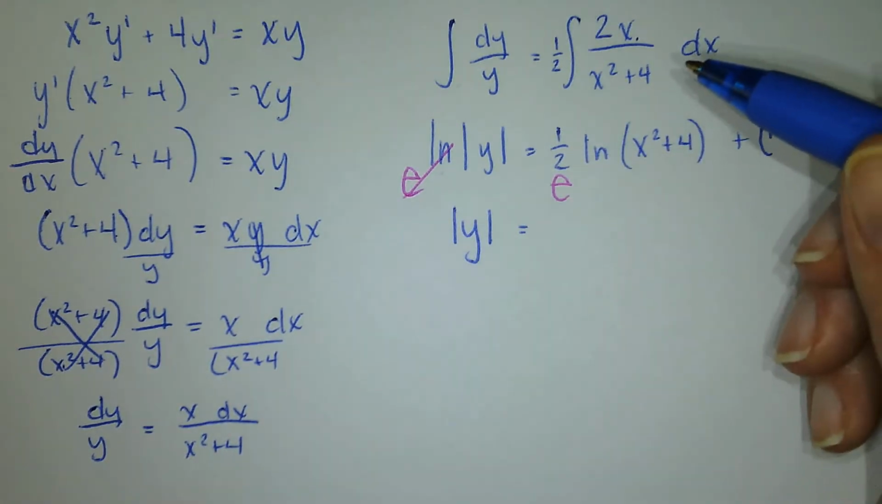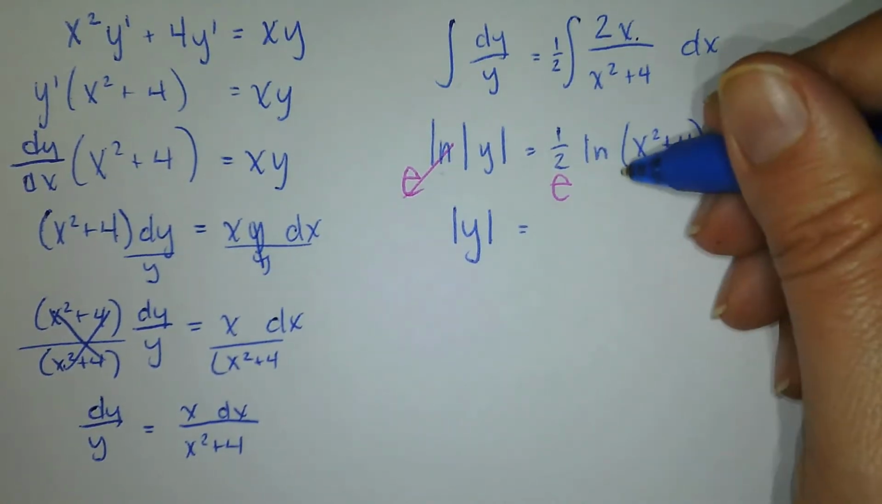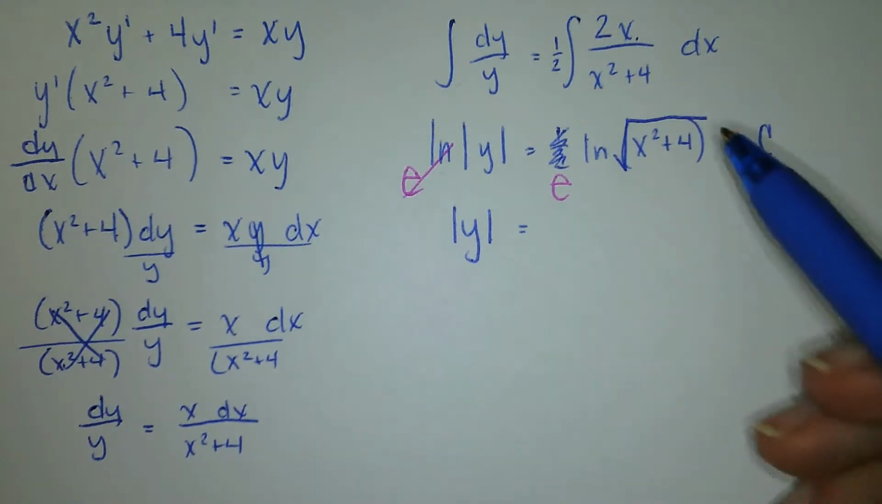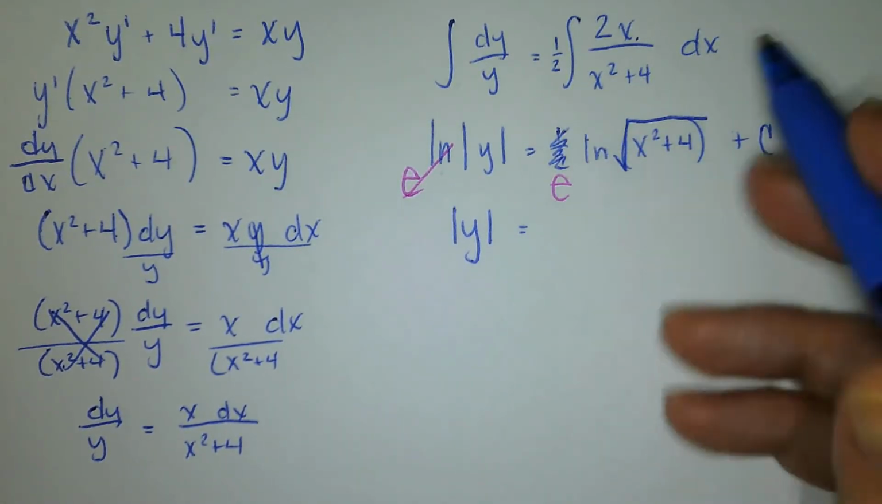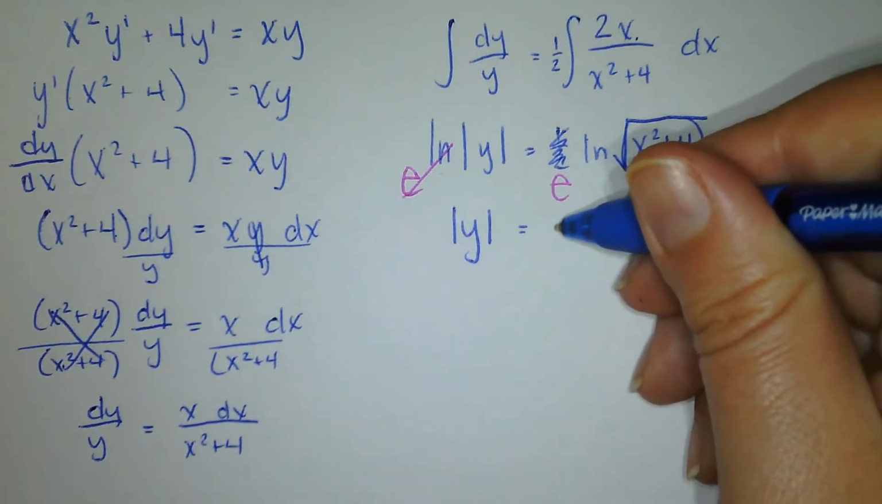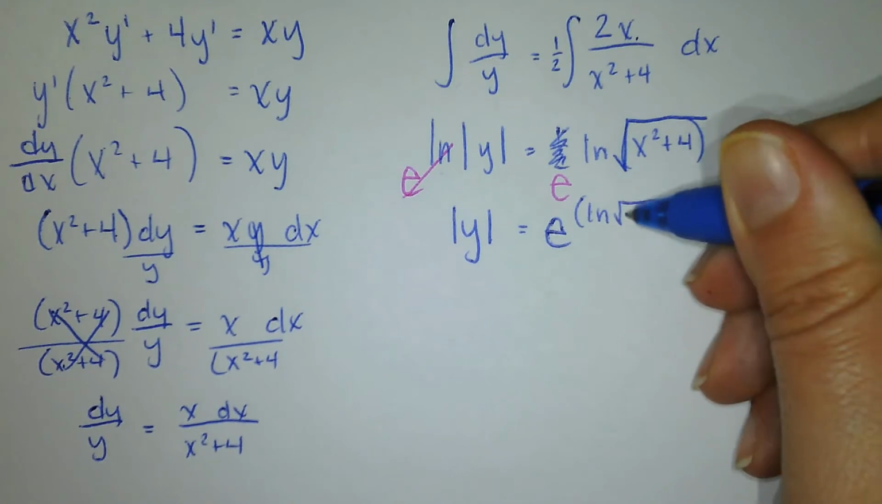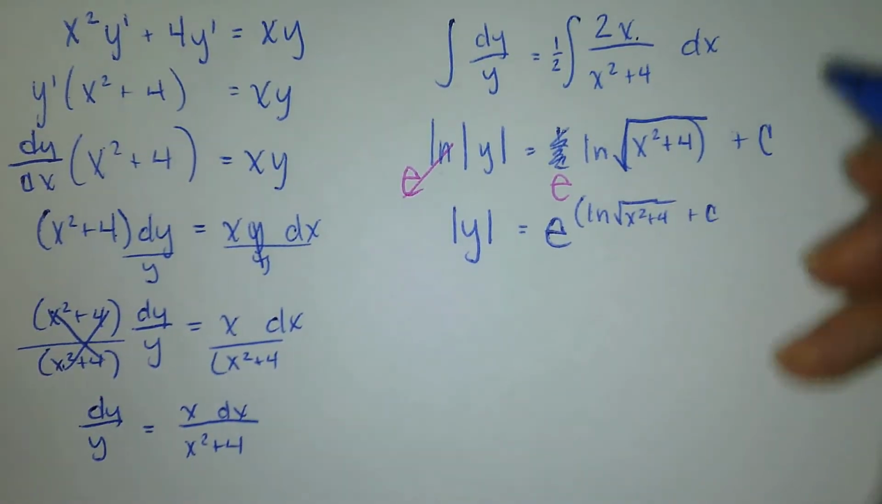Oops, sorry about that. Actually, what I meant to do was bring this 1/2 in here, so I'm actually going to make this a square root. And now I'm going to do this. Sorry about that. Anyhow, so now the e to the ln square root of x squared plus 4 plus c.